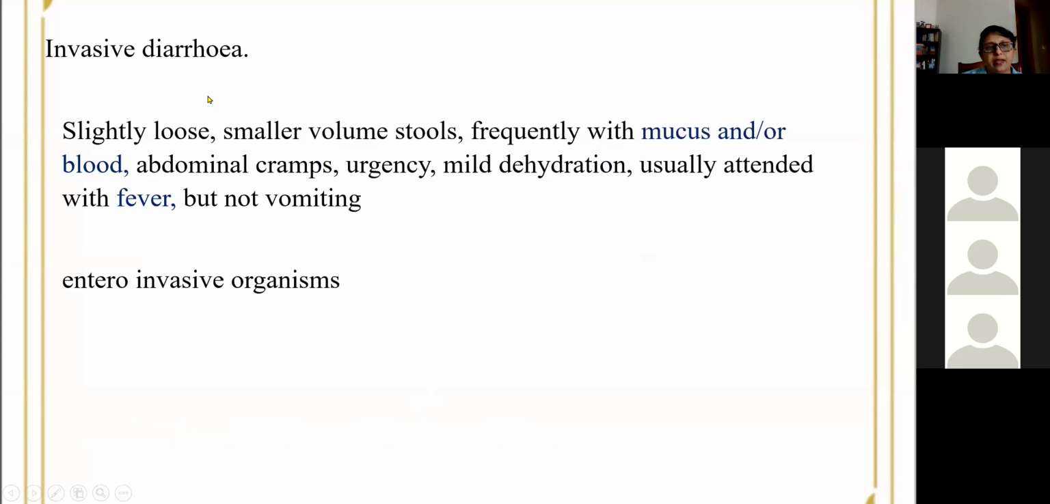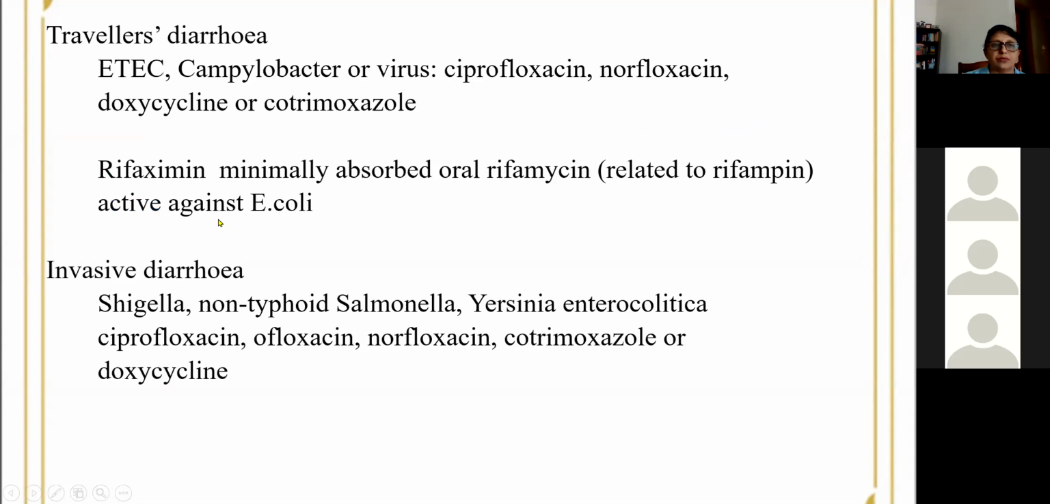Now, invasive diarrhea. Invasive means a slightly loose, small volume stool, but there will be mucus, blood, and fever. Mucus, blood, and fever, and the volume is also less. And there will be abdominal cramps, urgency, dehydration, etc. But not much vomiting. Vomiting may be absent or sometimes very light. That is because of some enteroinvasive organisms.